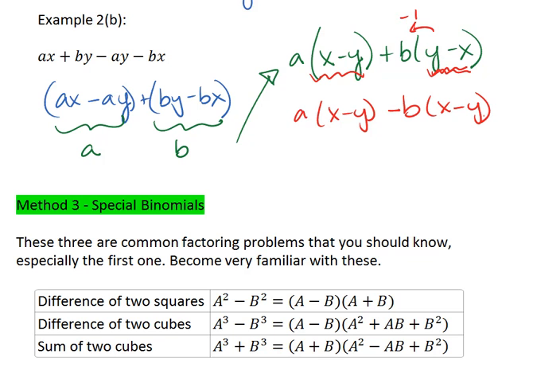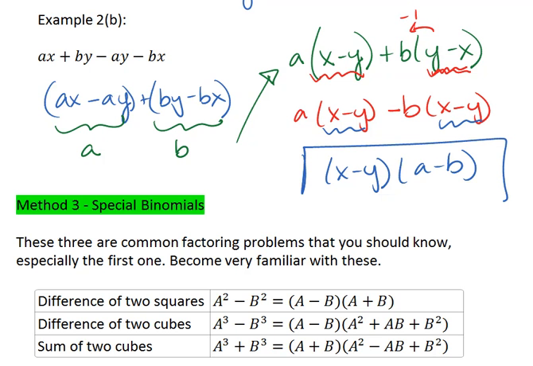Okay, lastly, now that x minus y and x minus y appear in both terms, we can factor out the x minus y, leaving us with a minus b. You should always check your answers, multiply back through, and make sure that you end up with the original polynomial that we started with. For here, go ahead and try that on your own, just double check, and you should find that x minus y times a minus b is the correct answer.